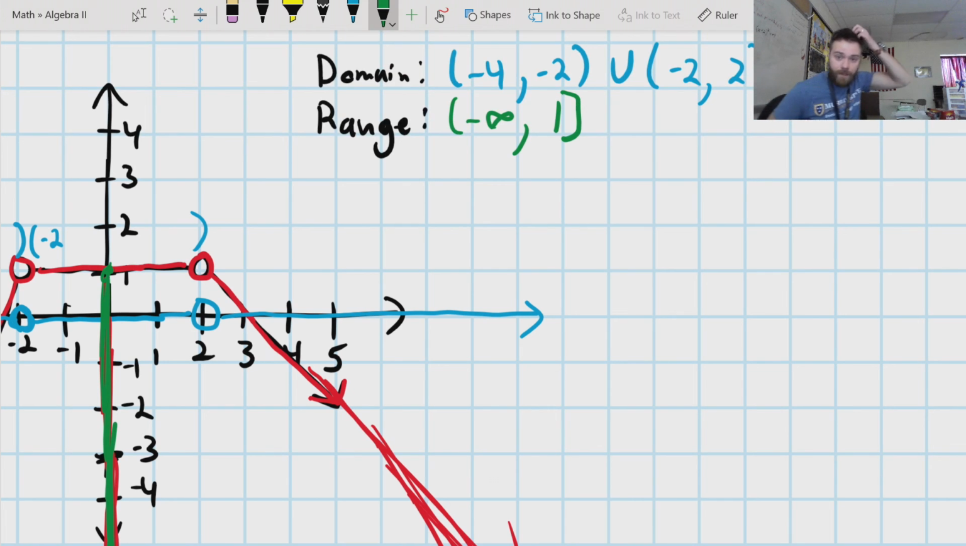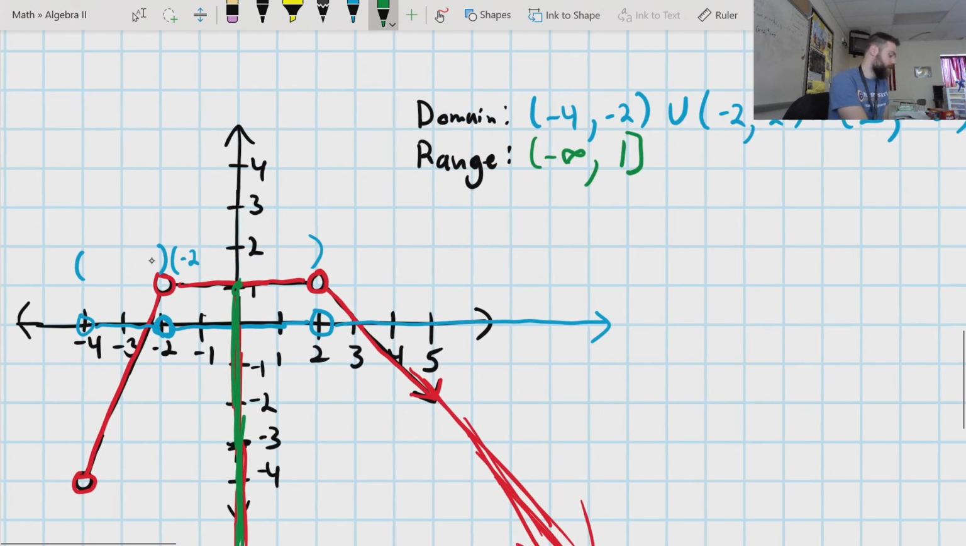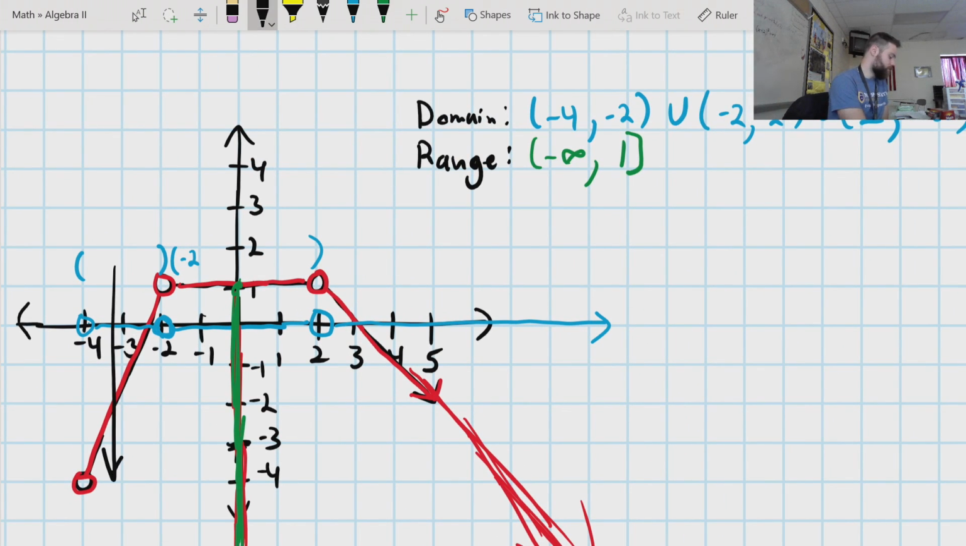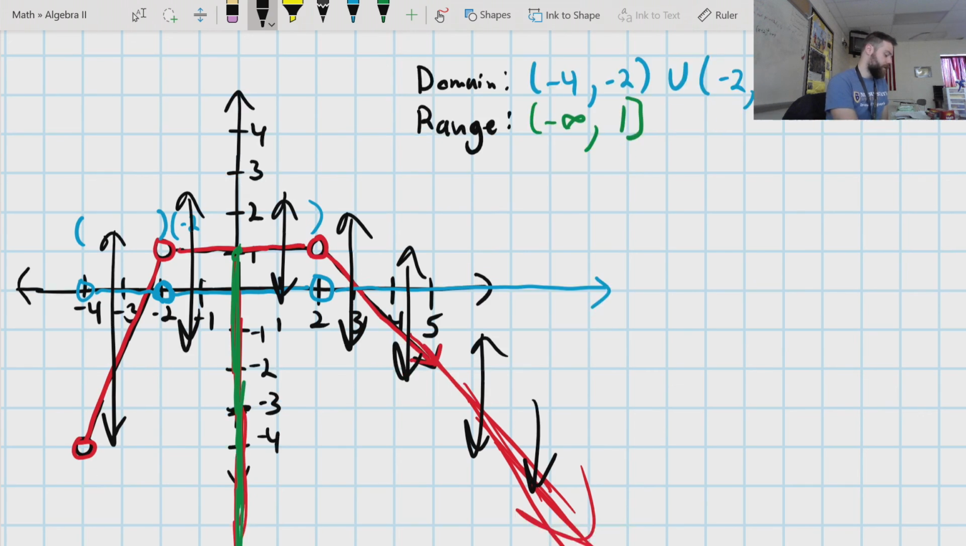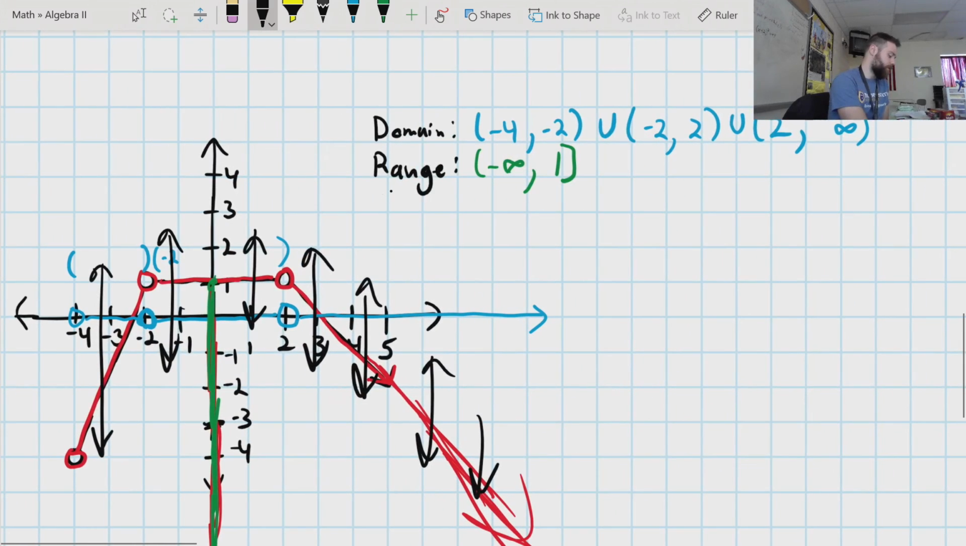And that's it. That's all you have to do for that function. And it is a function, so if you take a look here, if I try and draw in some vertical lines, I'm never going to hit a point on that graph more than once. So function, yes it is. And that is all I wanted to say for this, so I hope that helps.